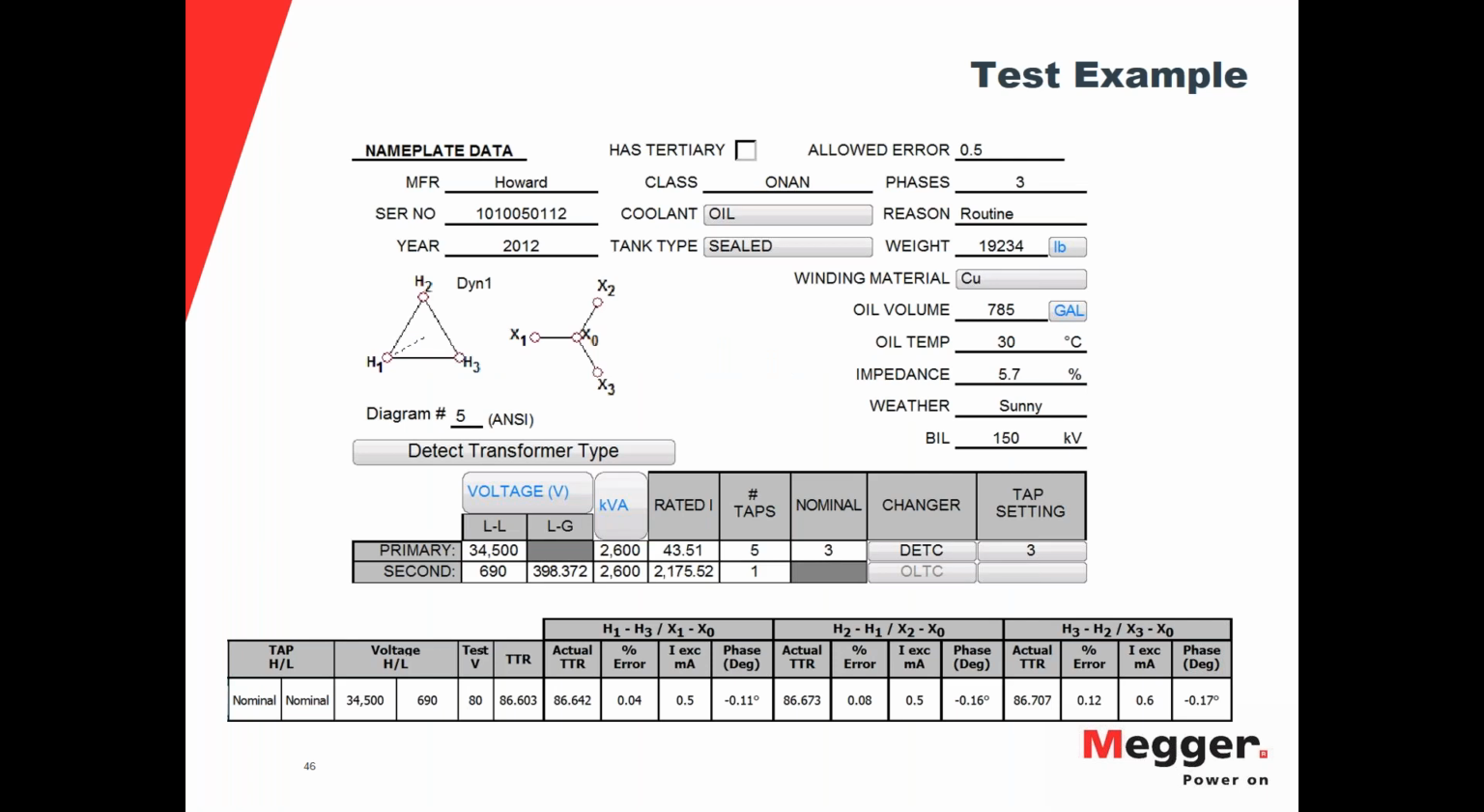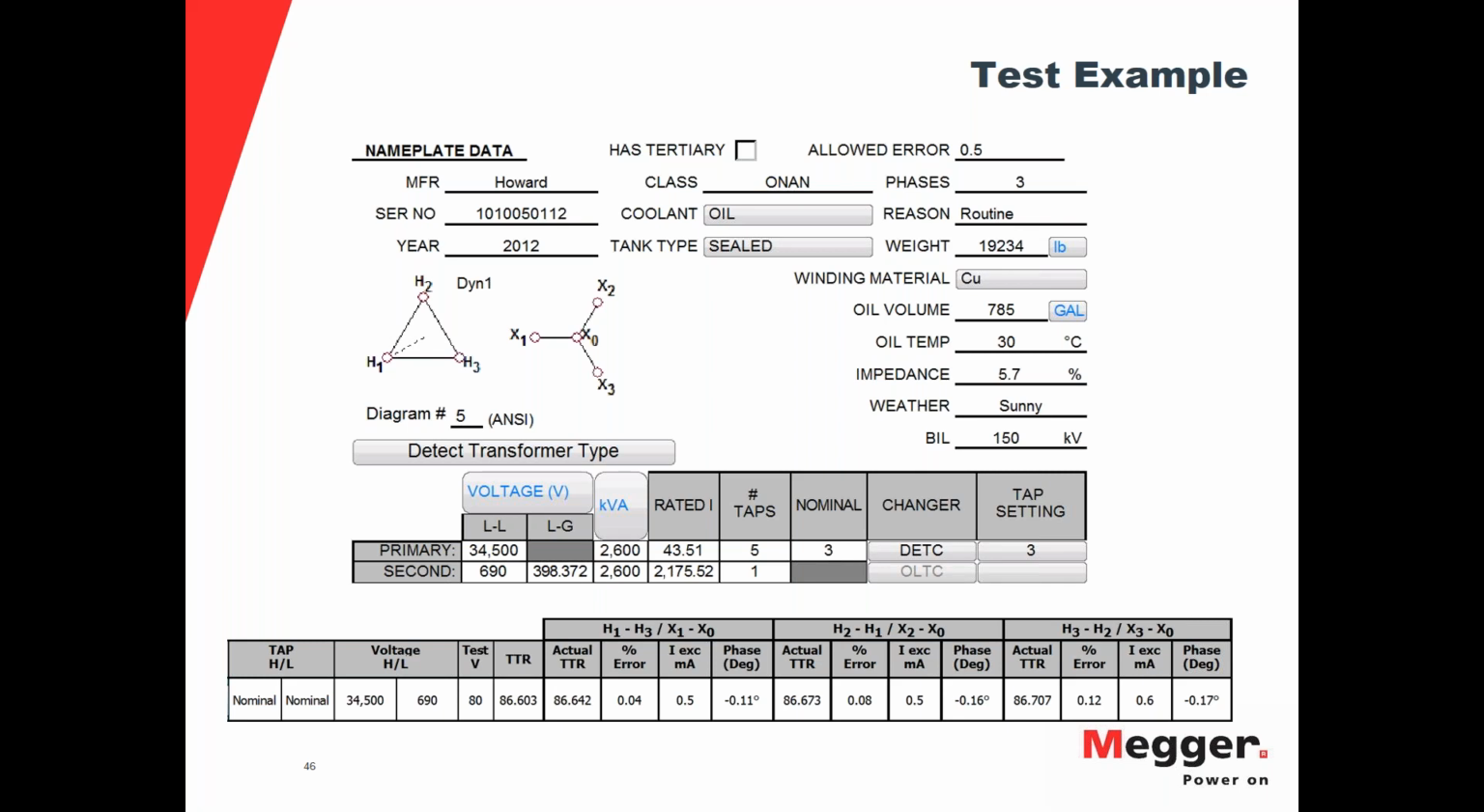It's a DYN1 transformer. Again, how do we know it's a DYN1? We can see up here we have the diagram, the ANSI diagram number. We also have the vector configuration up here. If we were to look at the vector and compare it to the chart, we would be able to determine that there is a 30-degree displacement between the high voltage side and the low voltage side. That's where our DYN1 comes from. That's where our diagram number 5 comes from.